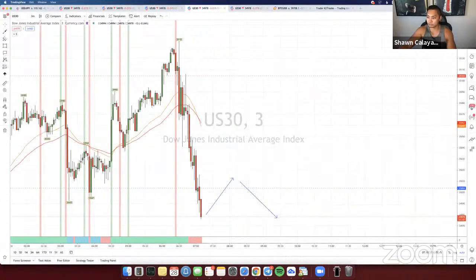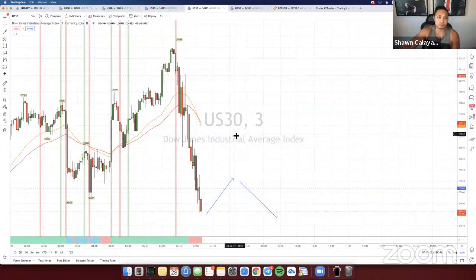So let me go ahead and scroll down. But yeah, going back to your question, Fatima, US 30 does have a correlation to DXY because it's a dollar index, right? This is a US asset. So if the dollar goes up, US 30 will probably go up too, because it's going to strengthen.